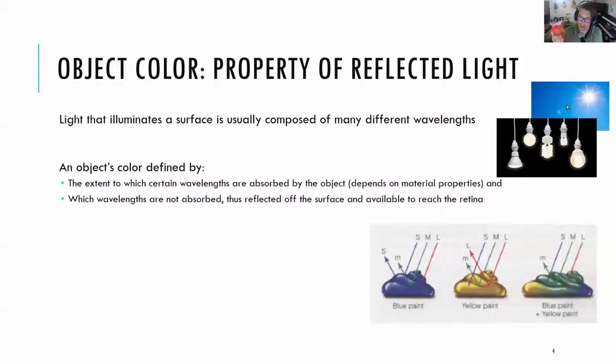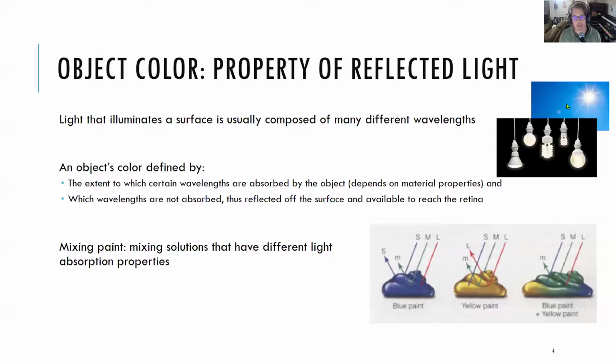So when an object appears to be a certain color, what you're saying is that surface has chemical properties such that it absorbs the wavelengths of light that are not what you see. What you see is what's reflected back. So it's essentially saying this plastic right here absorbs all wavelengths of light except the reds. Okay, good. So some are absorbed, some are reflected.